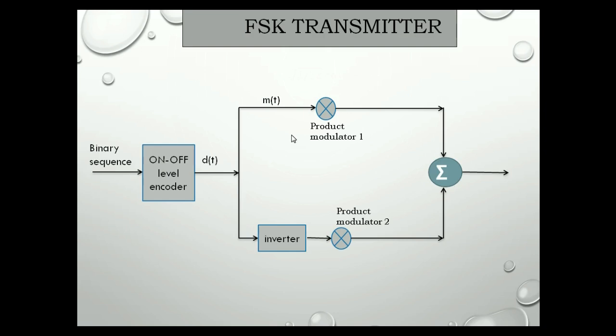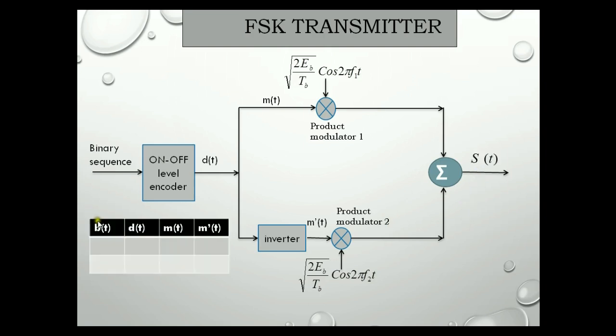The other input to the product modulator is the carrier signal square root of 2Eb divided by Tb cos 2 pi f1 t. And this d(t) is applied to the inverter in order to generate m'(t), which is then applied to product modulator 2. The other input to this product modulator is square root of 2Eb divided by Tb cos 2 pi f2 t. The outputs of product modulators 1 and 2 are added in order to generate the FSK signal s(t).